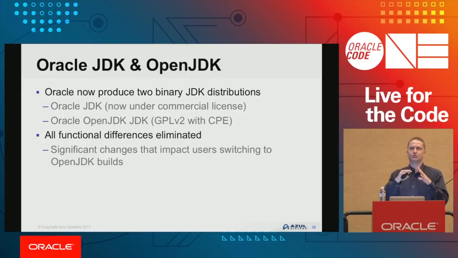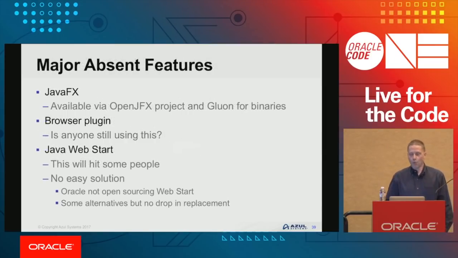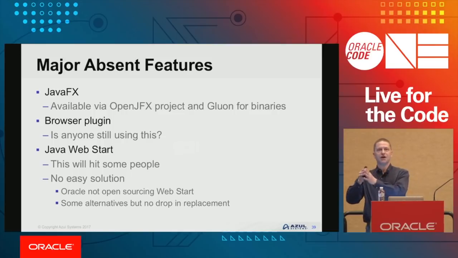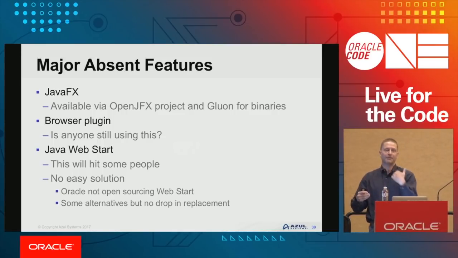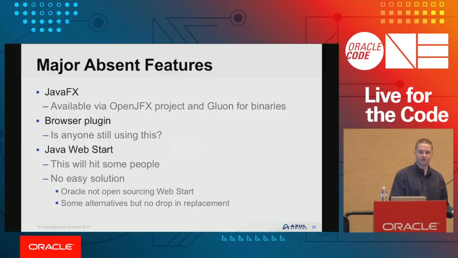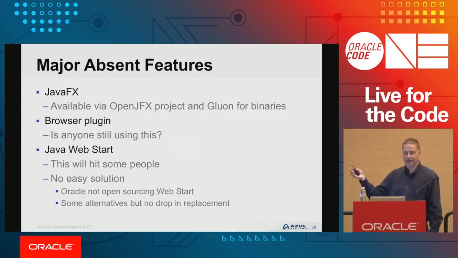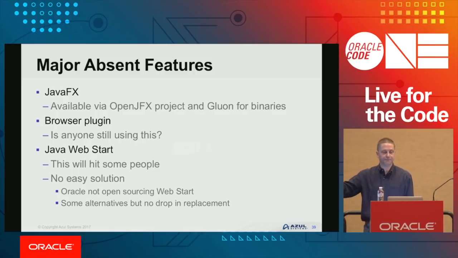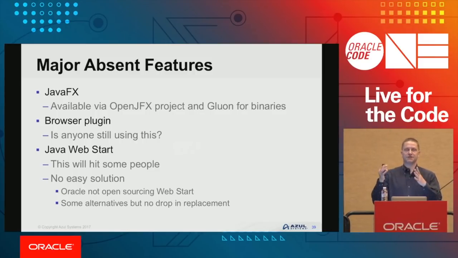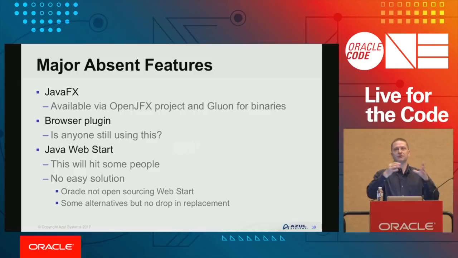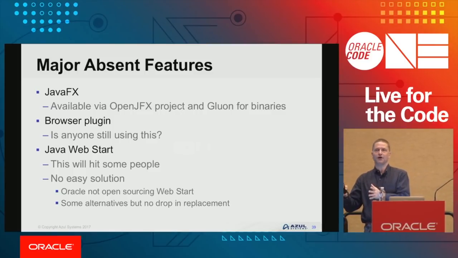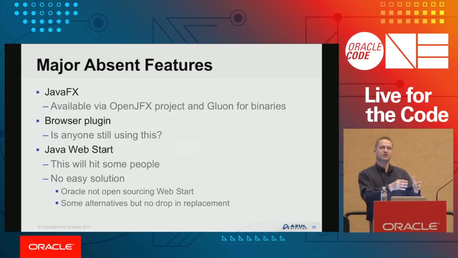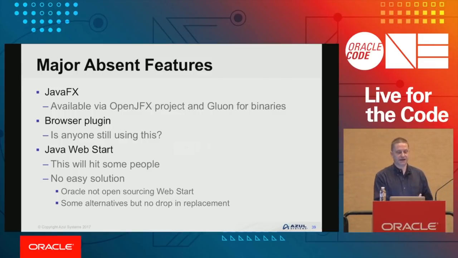What they've done to simplify things is to eliminate functional differences between the Oracle JDK and the OpenJDK. What does that mean? Well, if you now are moving to the OpenJDK binary, whether it be from Oracle, whether it be from Azul, AdoptOpenJDK, or anybody else, there are certain things that you will find are not there anymore. So JavaFX has gone away. That's not such a bad thing in the sense that it's still available as an open source project. You can download the modules, you can download the binaries from Gluon, and you can just put that into your build, and it will work in exactly the same way.